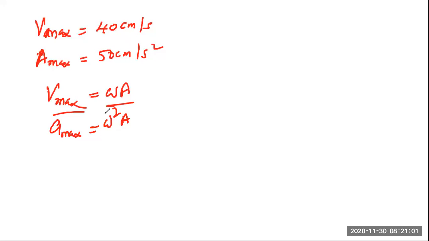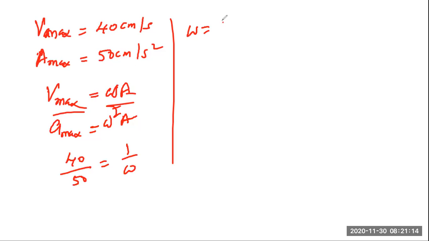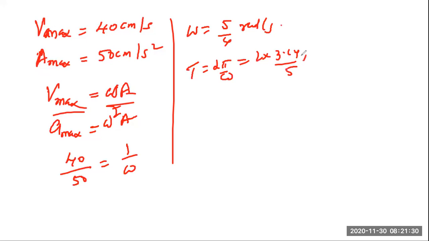acceleration first. From here you will get omega. 40 divided by 50 is equal to 1, omega will cancel, A cancels, 1 by omega will come here. Okay, so omega is equal to 5 by 4 radians per second. This is omega. Then time period is 2 pi by omega. Substitute 2 into 3.14 into 5 by 4. Then the final answer will come 5.03 seconds. This is the time period.